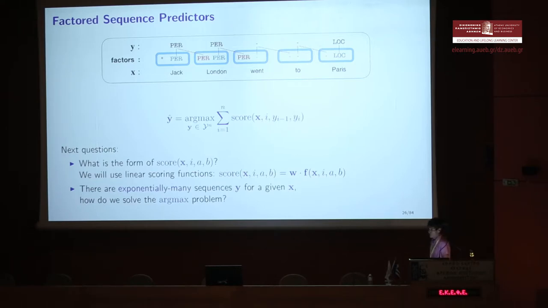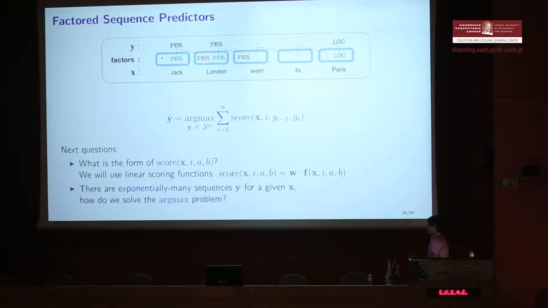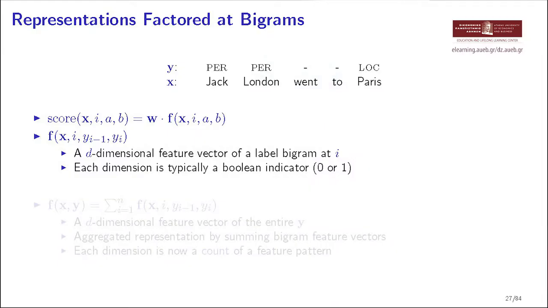I'm going to define this score in a factorized fashion, meaning that for each sequence, I enumerate at each position the factors, the bigrams in this case, and for each one I have a score. So I want the output sequence that maximizes the sum of the scores of the factors it contains. There are two questions. First, how are you going to score the factors? That's going to be very similar to what we already saw. The other is the interesting question: now we know what is optimal, but there are exponentially many possible sequences. How are you going to solve the argmax problem, meaning actually picking the one that maximizes that, in polynomial time, in time that is not galactically huge?